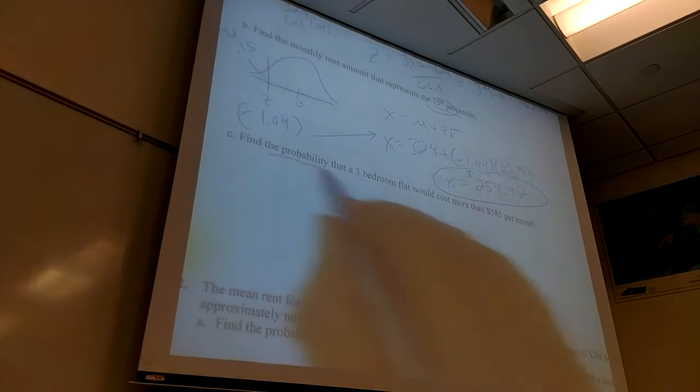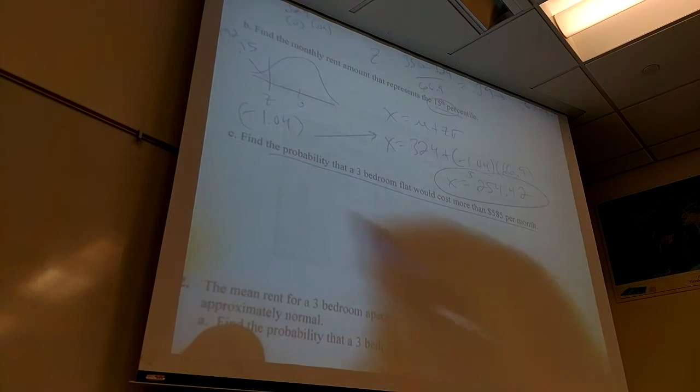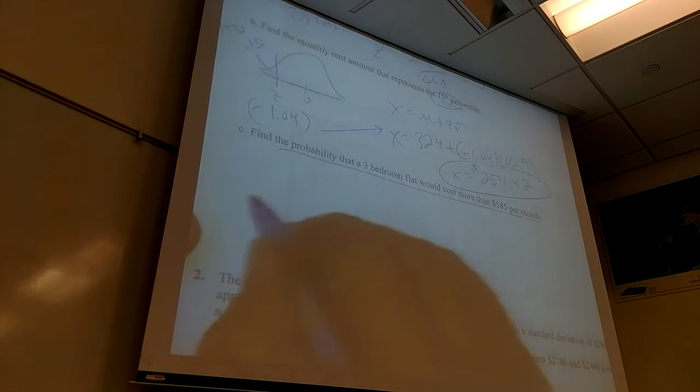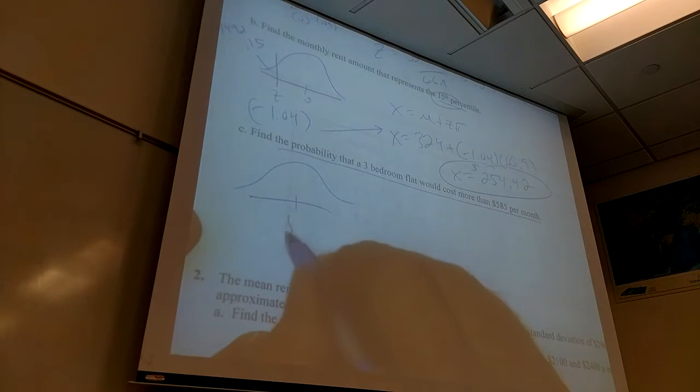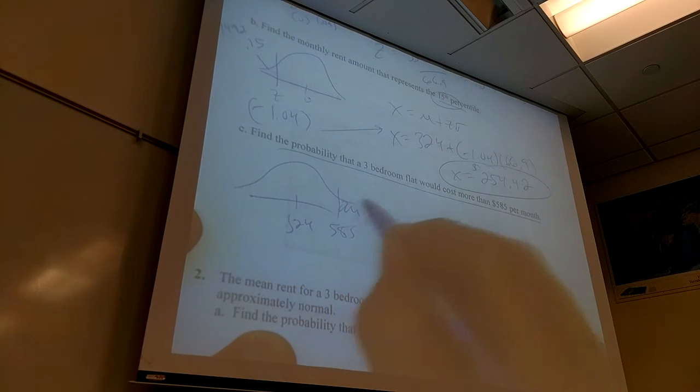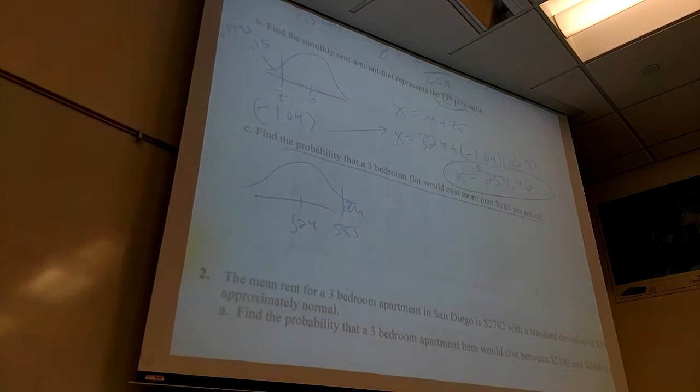And then I gave you just another little problem here. More than $585 a month. So again, right in the middle goes the mean. 585 is way the hell up here. More is going to be up there. So I know it's going to be a relatively small answer. Maybe we don't realize how small until we get there.